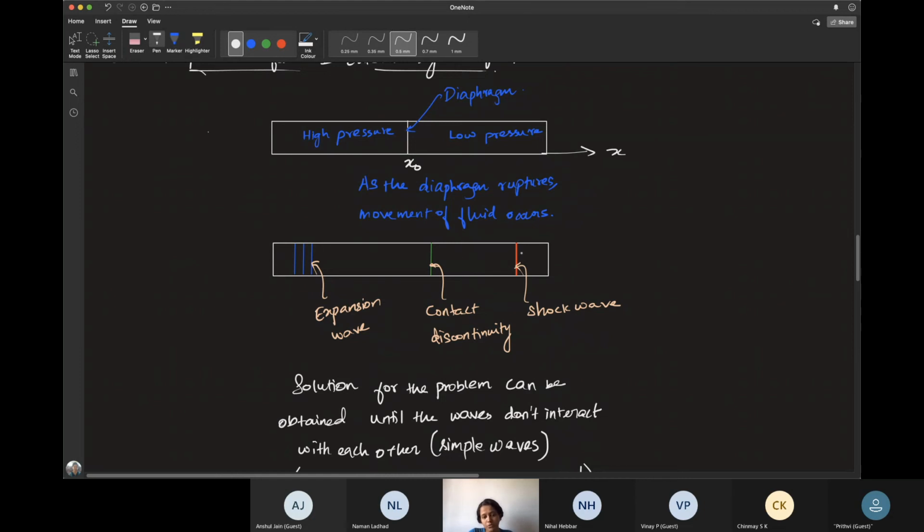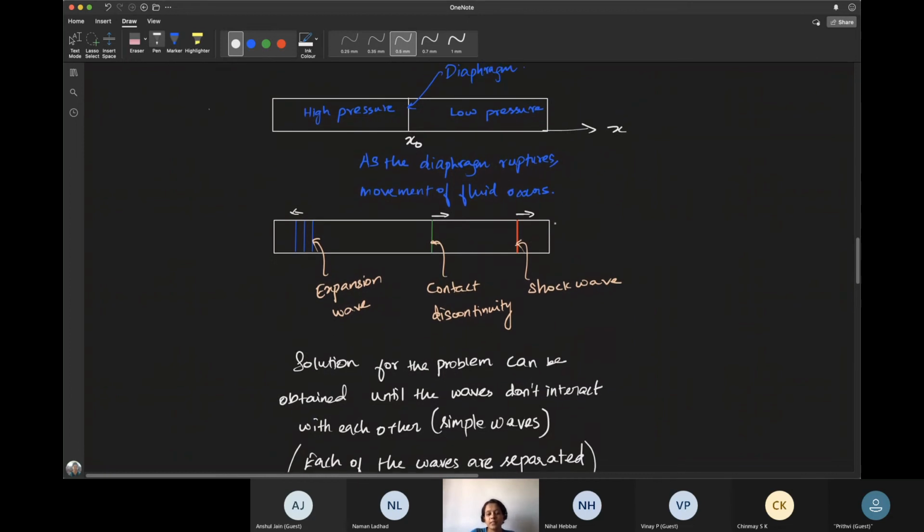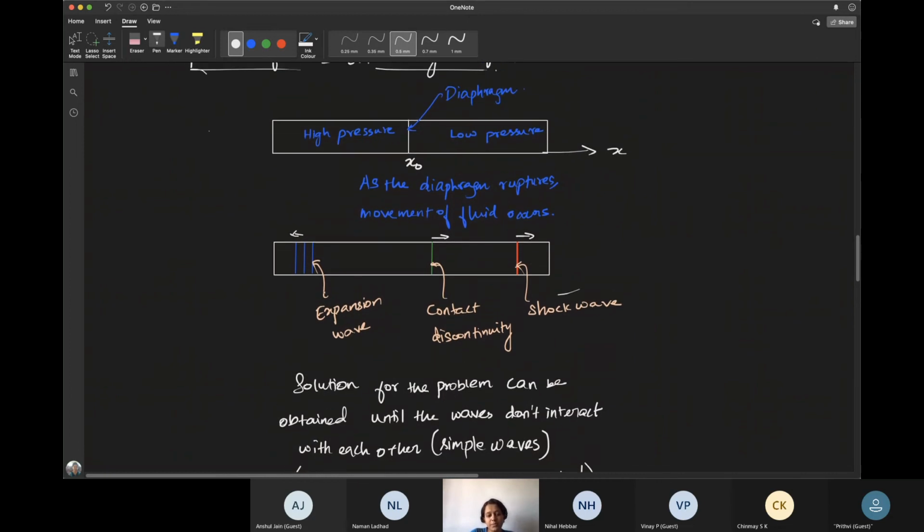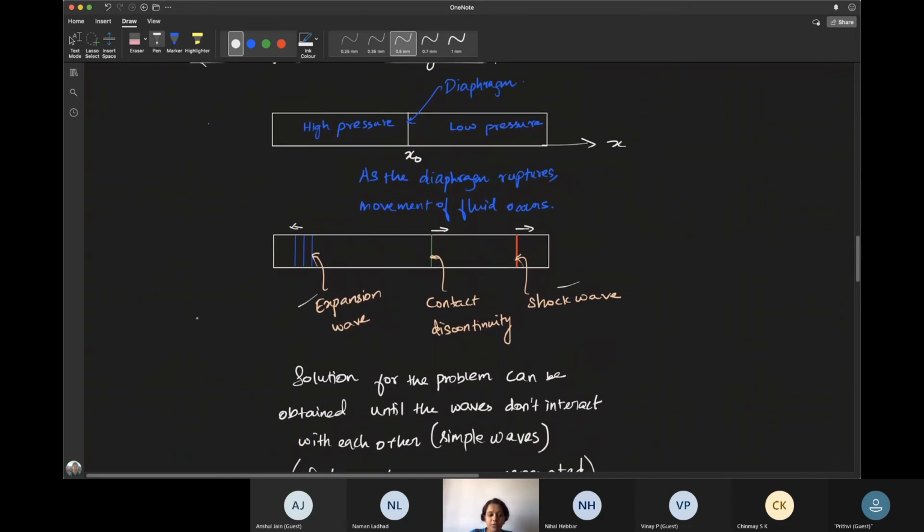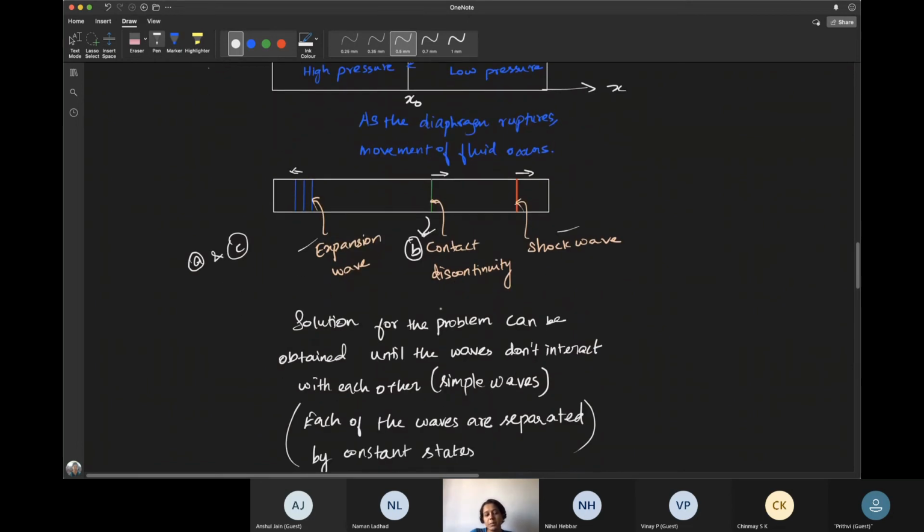So a shock wave will move towards right, and a contact discontinuity will also move towards right, and an expansion wave will move this side, towards left. So this is the problem. And here, these shock and expansion waves can be governed by either equations A or C, and this contact discontinuity is governed by B.